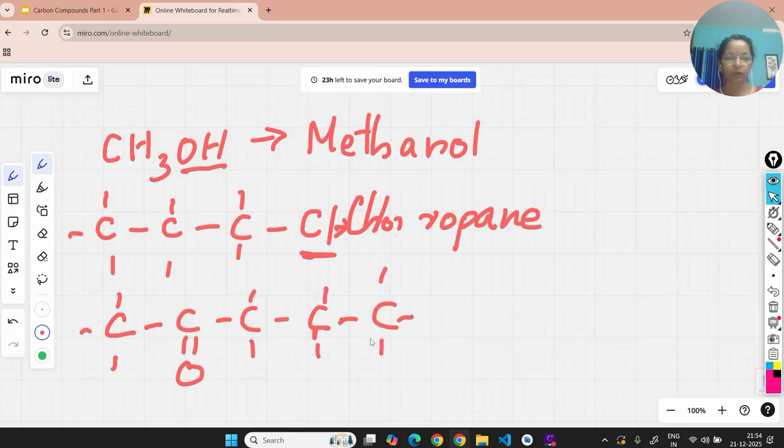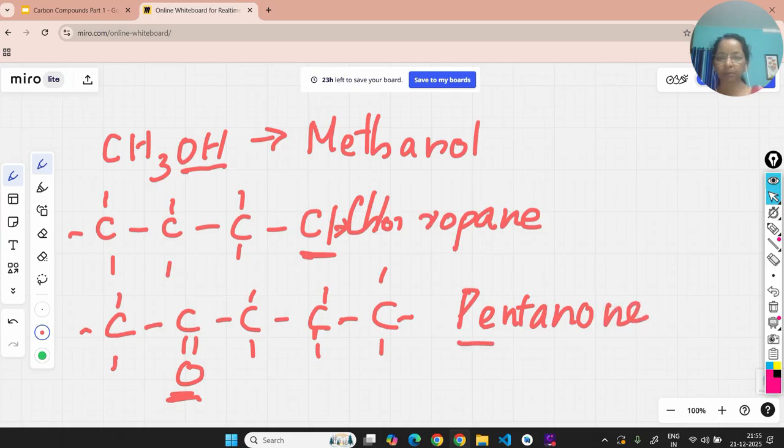So we'll check now, count the number of carbon. It is 5. So we'll write the letters pent. Then we will check for double or triple bond. Always single bond only here. No double bond between carbons, so pentan. Then we'll check the functional group. The functional group here is C double bond O. That means ketone. So the suffix is ONE. So the compound is pentanone.